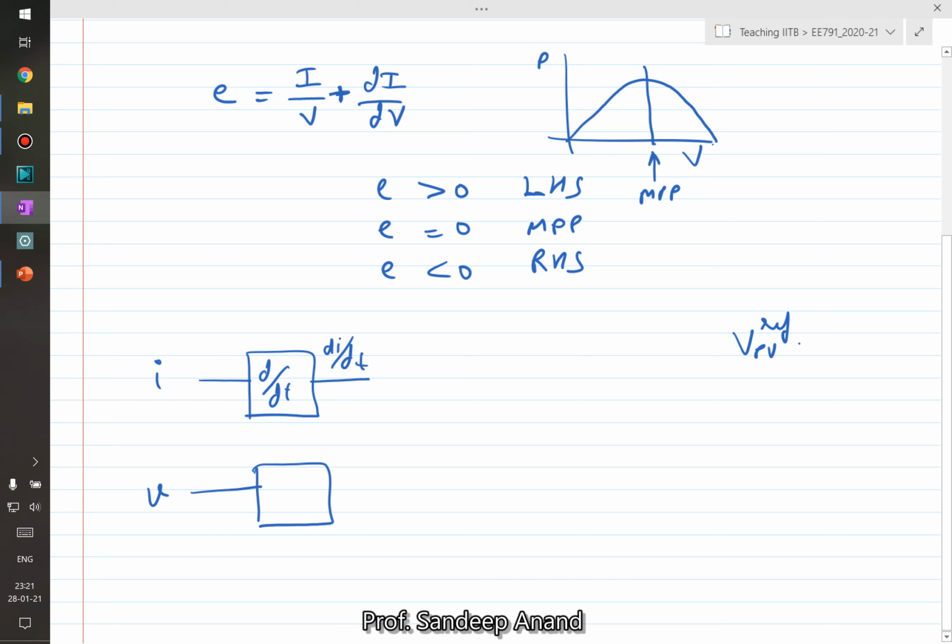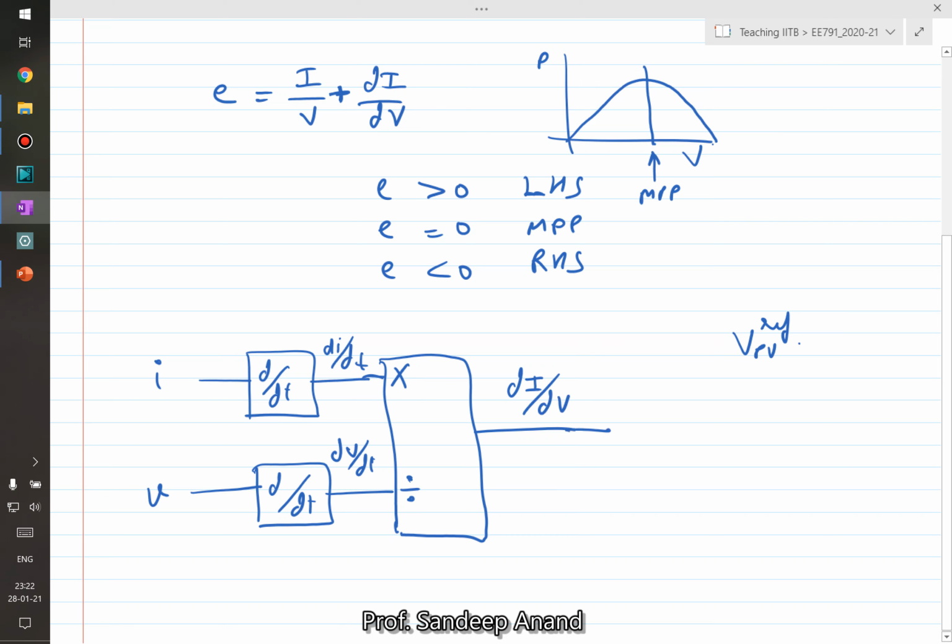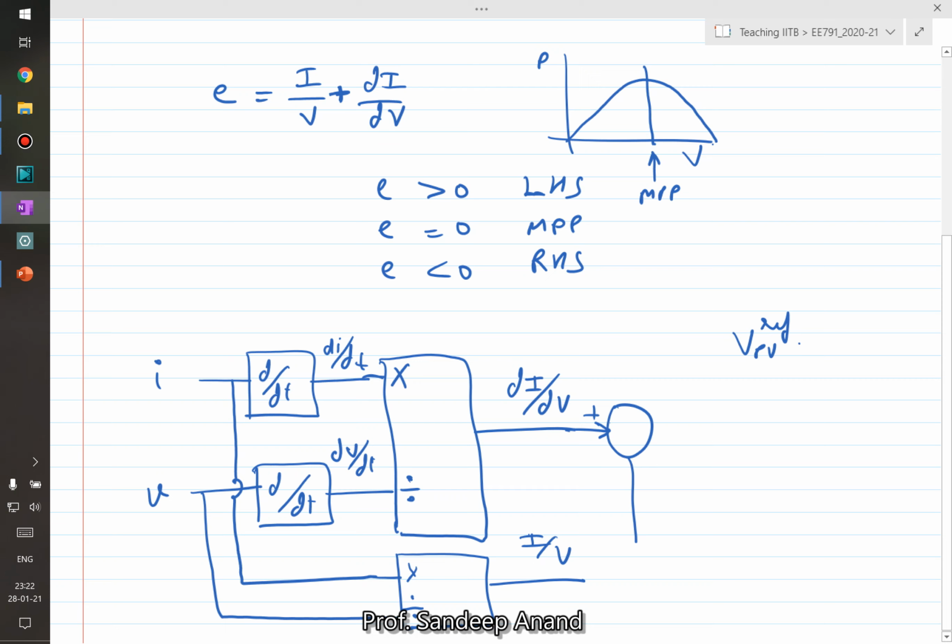Similarly, you can find dV by dt, right? And then use a circuit where you divide the bottom term from the top term to find di by dV. Similarly, we can take this sampled I and this sampled V, and divide them directly to get the term I by V, and then we can add both of these signals to get the final term, which is E.